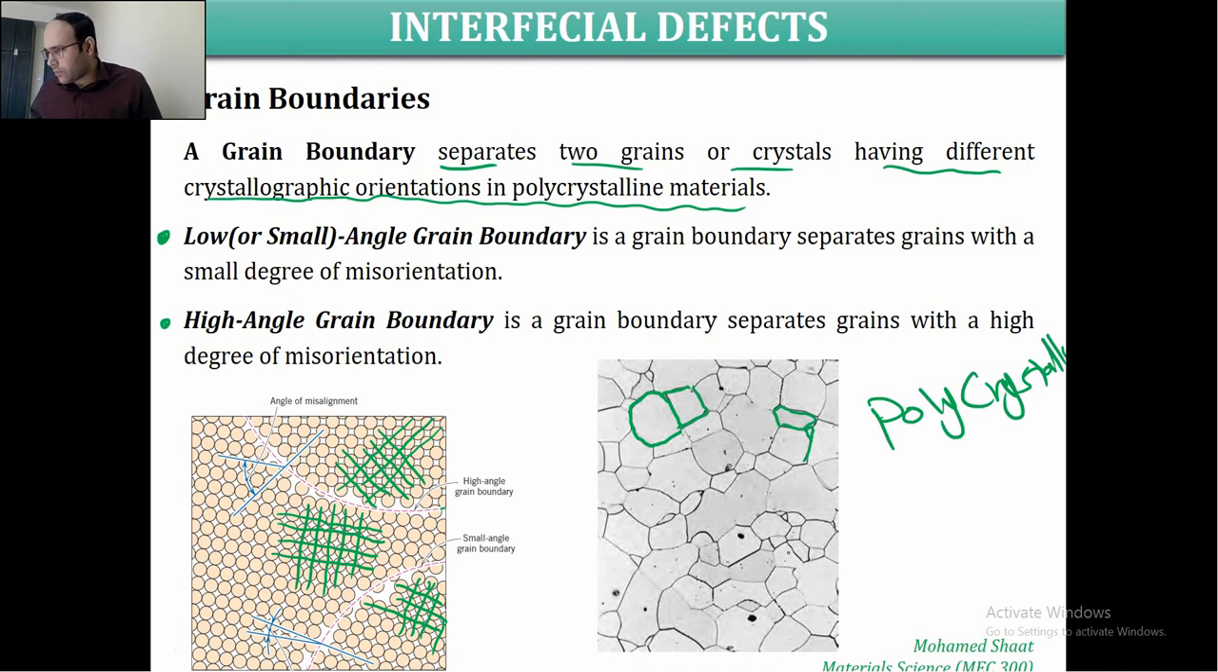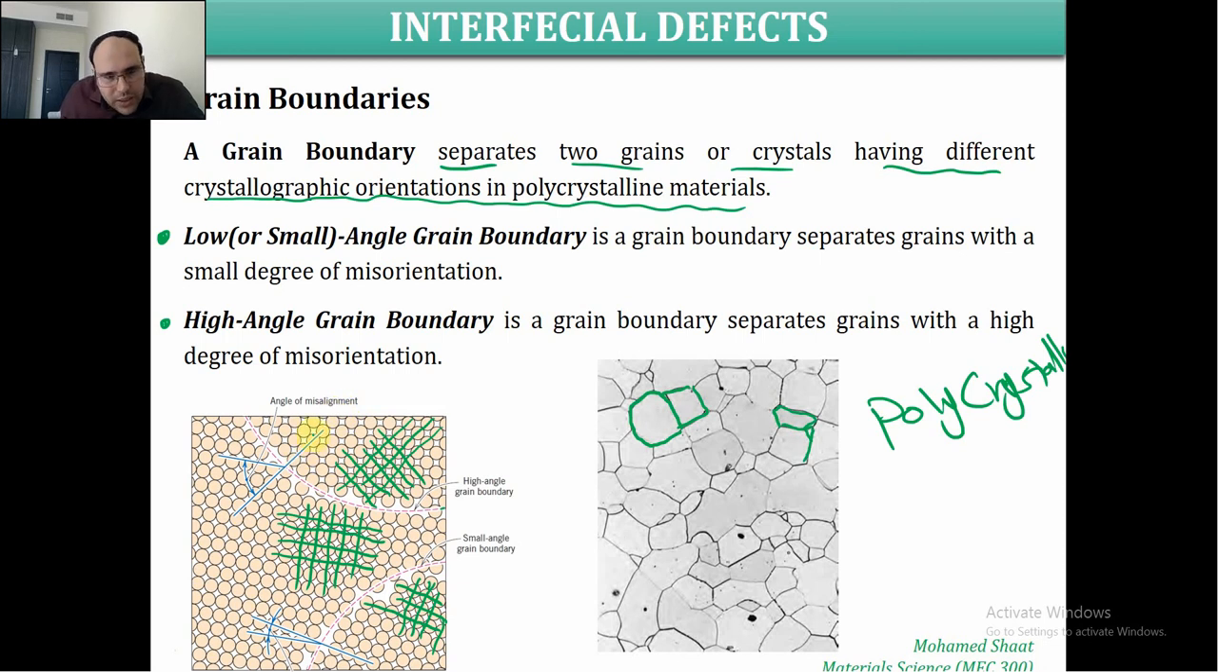What is the difference? So these are like two states, not types of boundary. We can count them as two different types of the grain boundary, but still they are grain boundaries of two different cases or two different types. One is low angle, one is high angle. What is the difference? The difference depends on the difference in the misorientation, the angle of this misorientation. So that's why this angle is known as the angle of misorientation or misalignment.